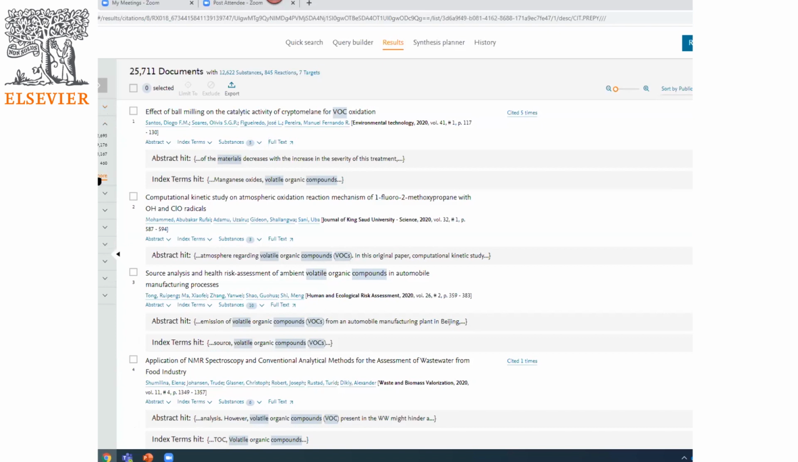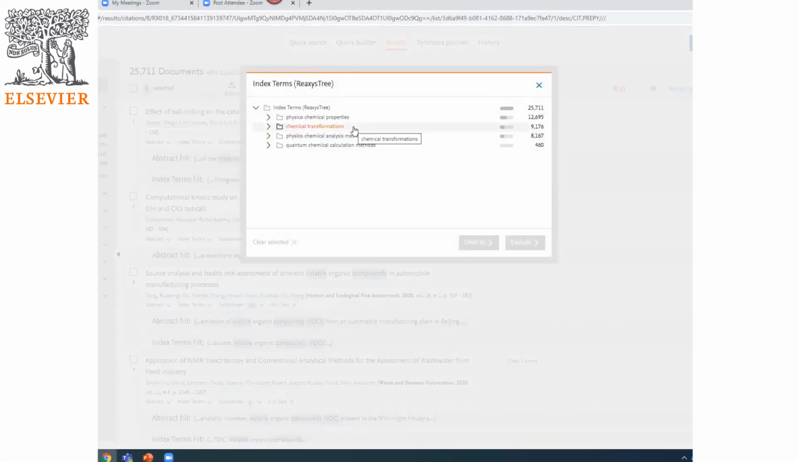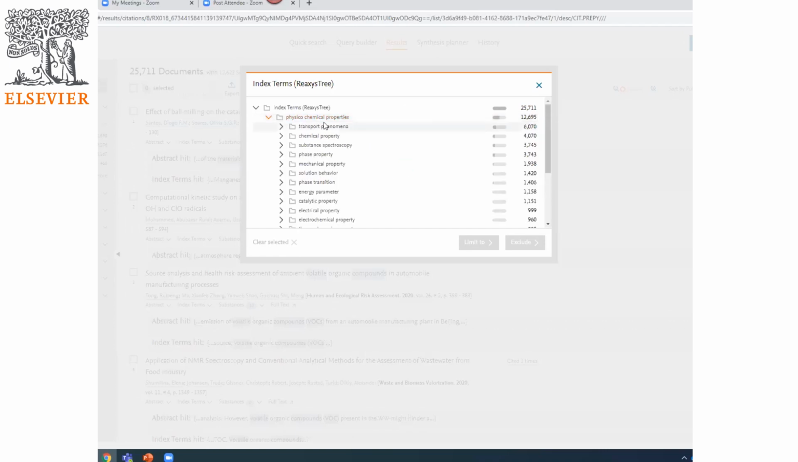Open the filter, click view more, and you will see the index terms connected to the Reaxys taxonomy tree and to your topic. What are the branches of this tree? The first branch is physical chemical properties. From there you can see what kind of properties are discussed when people deal with volatile organic compounds. There are transfer phenomena, clearly it's volatile, chemical properties, spectroscopy, phase properties, etc.